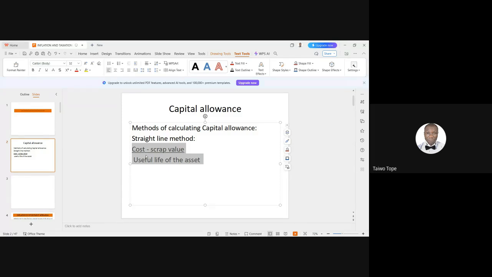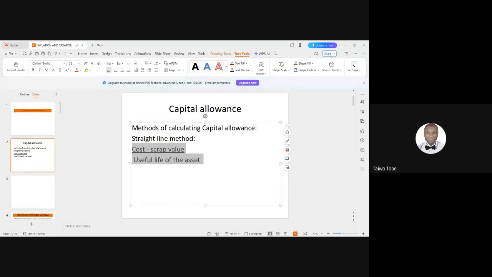Now, there is something we must take note of. In our financial reporting, there is what we call the carrying amount. What is the carrying amount? The carrying amount in financial accounting is the cost less depreciation. You have the net book value, which is also termed the carrying amount. In taxation, that carrying amount is called the tax written down value.